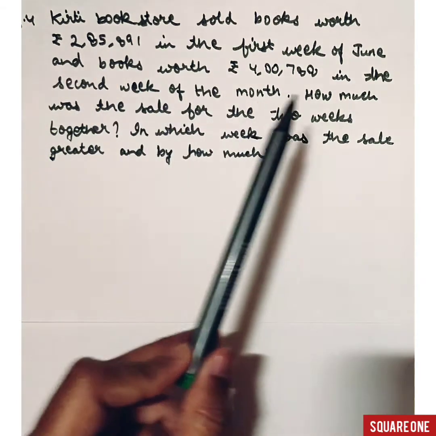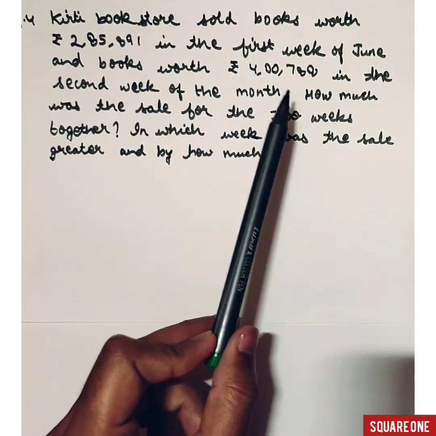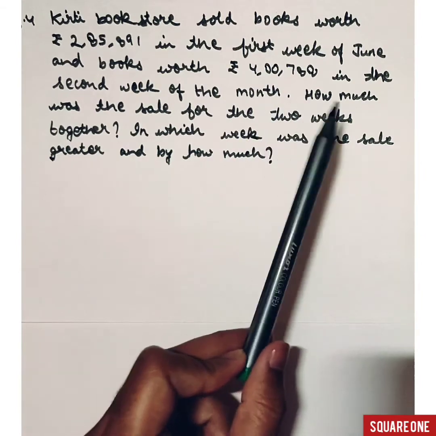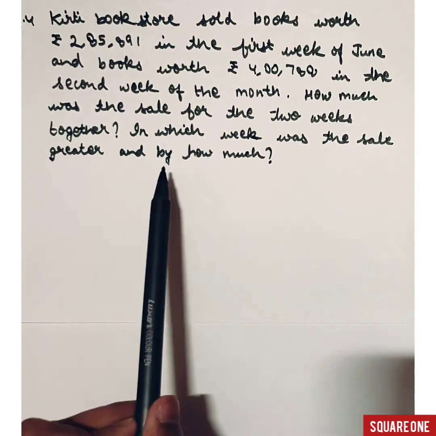The next question says, Kirti bookstore sold books worth rupees 2,85,891 in the first week of June and books worth rupees 4,788 in the second week of the month. How much was the sale for the 2 weeks together? In which week was the sale greater and by how much?